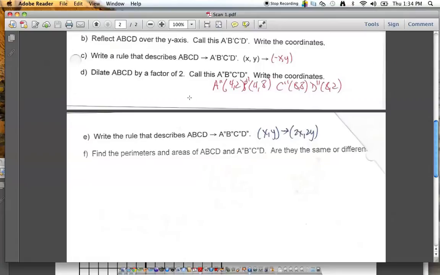All right? Are the perimeters and areas of the first 2 the same? Yes, they are. Are the perimeters and areas of the last one and the first one the same? No, they are not, because the dilation changes the size. Okay? Any questions about those homework questions?